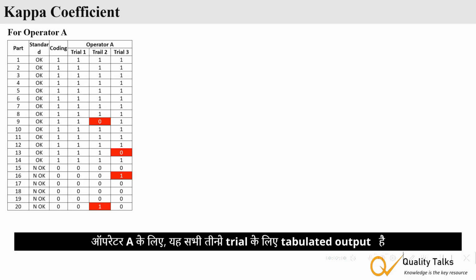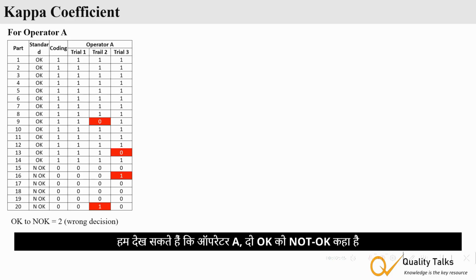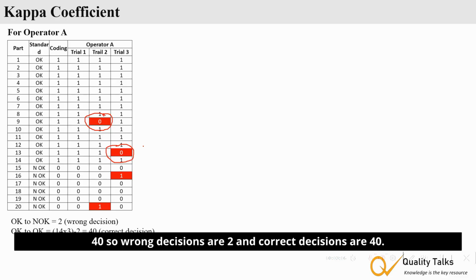For operator A, this is the tabulated output for all 3 trials. We can see operator A has called OK as not OK for 2 instances. So there are 2 OK to not OK wrong decisions, and OK to OK decisions are 14 multiplied by 3 minus 2, which is equal to 40. So wrong decisions are 2 and correct decisions are 40.